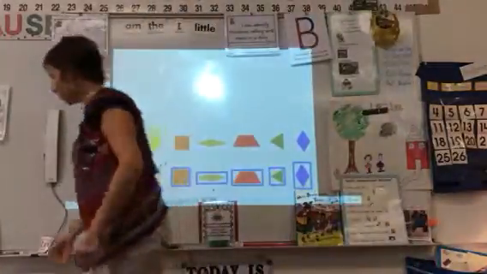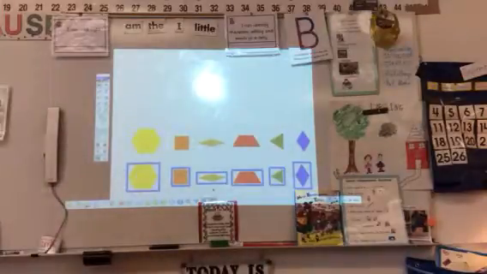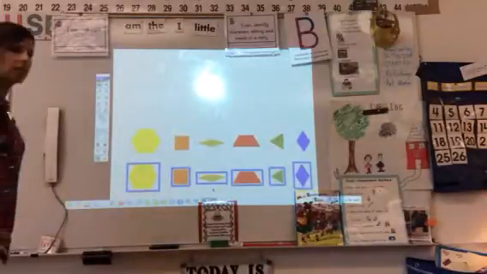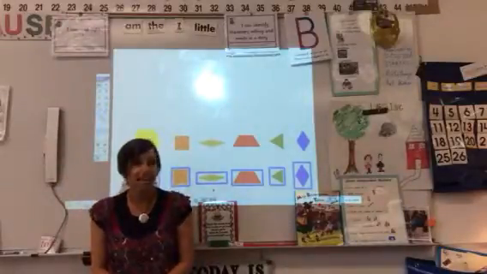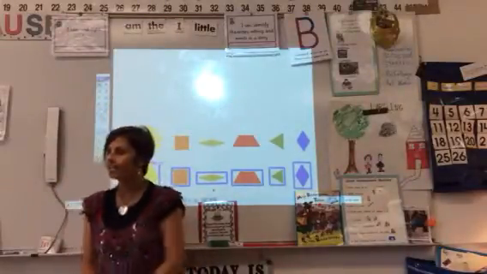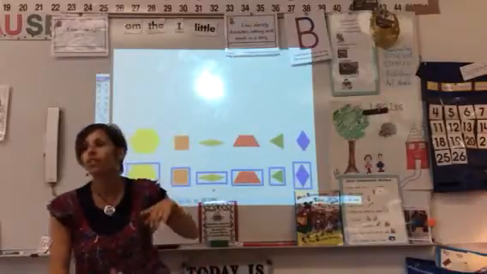What is it that you're seeing up here? You're talking to your partner. What do you notice about this? Okay, turn around. You can tell me what your partner said. What did your partner say? They're all different shapes. These are all different kinds of shapes.